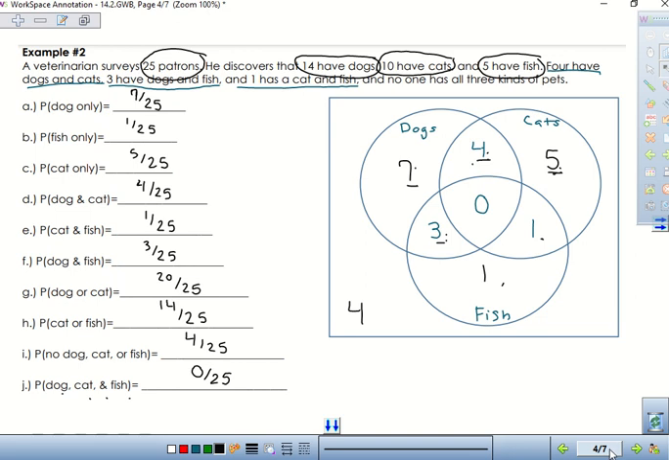I will always specify to you on a test if I want it as a simplified fraction, as a decimal, or a percentage. And if it needs to be rounded, I will tell you what to round to. Okay.